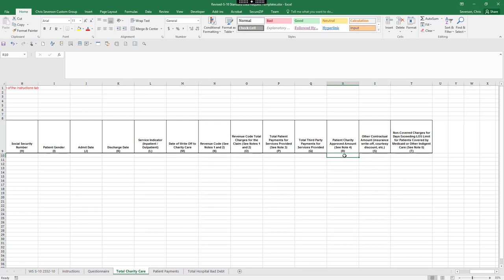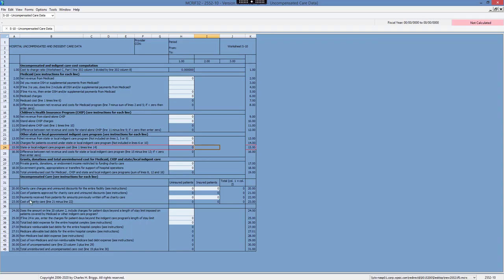In fact, when you look at the cost report worksheet S-10, line 20 reflects the patient charity care approved amounts, whether it's insured or uninsured. Column T actually reflects the amount that's reported in line 25. So column T has its own line, as you'll see here on worksheet S-10. Again, line 20, charity care charges and uninsured discounts. You have column 1, which is the uninsured patients. Column 2, which represents insured patients.